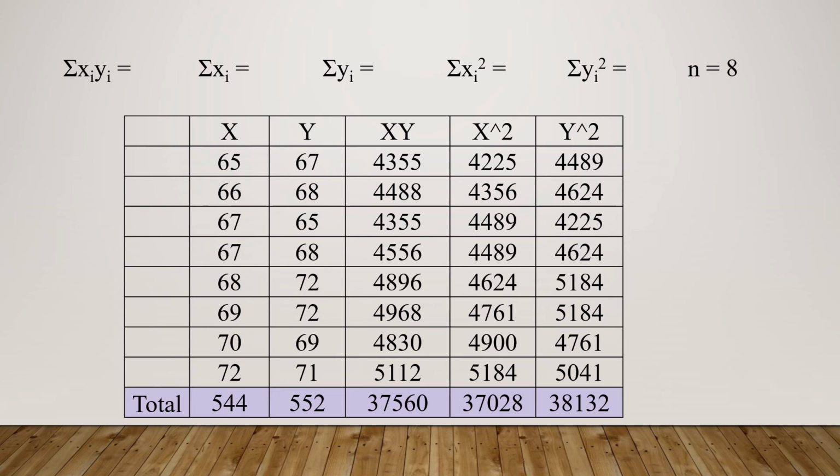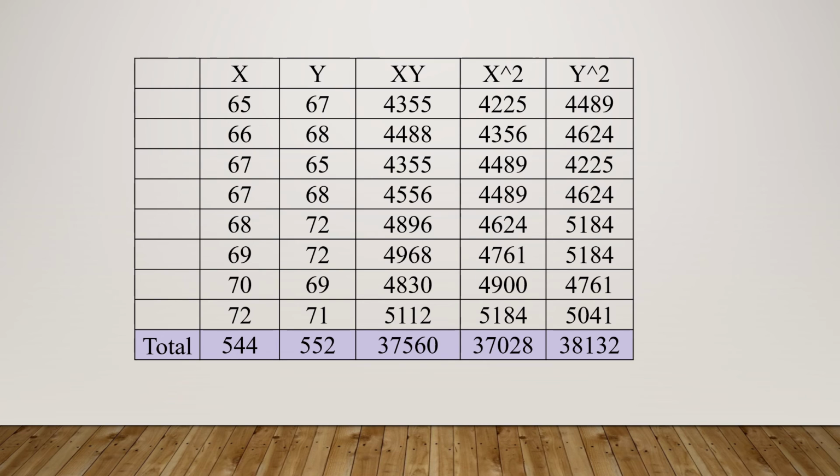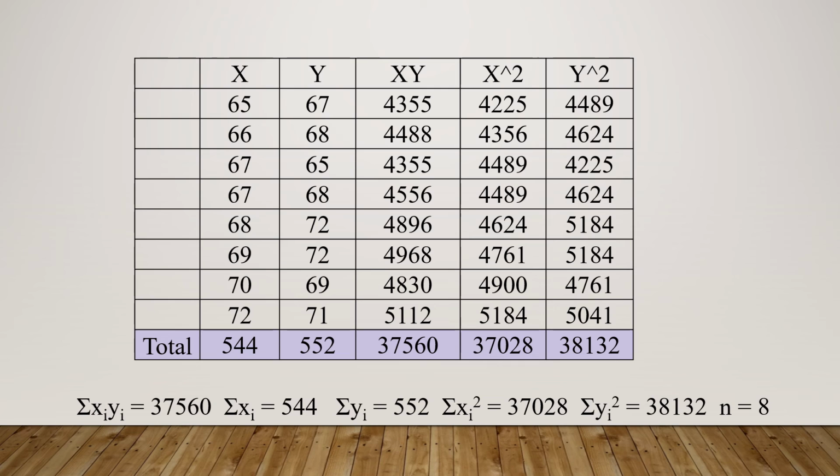Now once we have obtained all these values, we shall substitute these values in the formula of R and obtain the value of correlation coefficient R in order to conclude the statement about the fathers and the sons. So if these are our values, I have listed them from the table in the blank spaces in our above statement. So summation xi yi is 37,560, summation xi 544, so on and so forth.